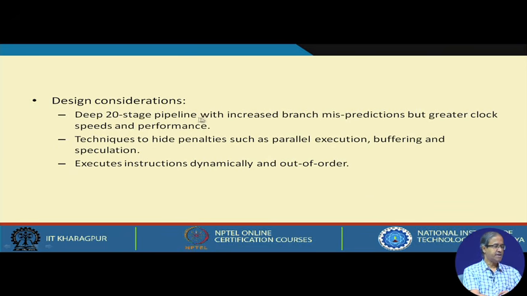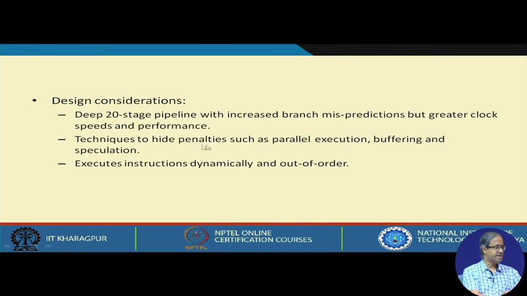And here there was not much consideration on reducing the number of stages in the pipeline to convert it into a RISC kind of architecture. So, it had a very complex pipeline comprising 20 stages, where the complex instructions were directly mapped and executed. For branch instructions, because of the deep pipeline, branch mispredictions were pretty high, but because of the simpler stages, the clock frequency could be made very high and performance could be made reasonably high.